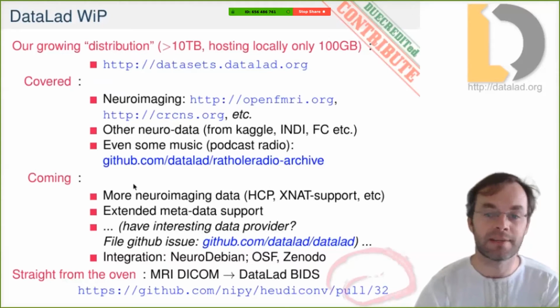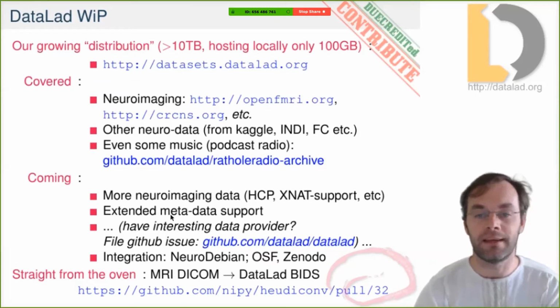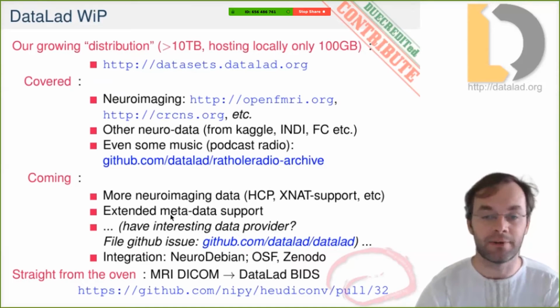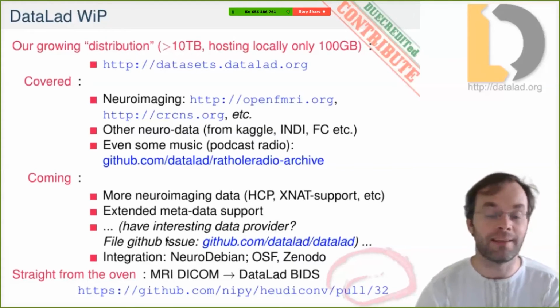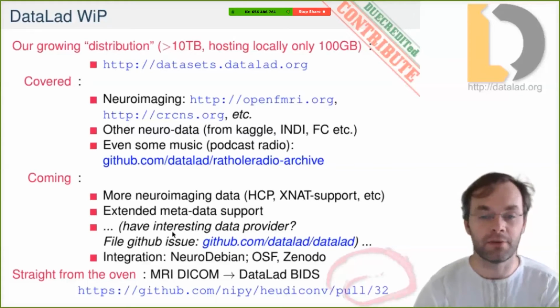What is coming? More data. We'll cover the Human Connectome Project and data available from XNAT servers. We want to provide extended metadata support, so we cover not only dataset-level data, but also data for separate files. If you know about any other interesting data set or data provider, file a new issue or shoot us an email. We're also working on integrating with NeuroDebian, so you could install those data sets, and deposition of data to OSF and some other platforms.